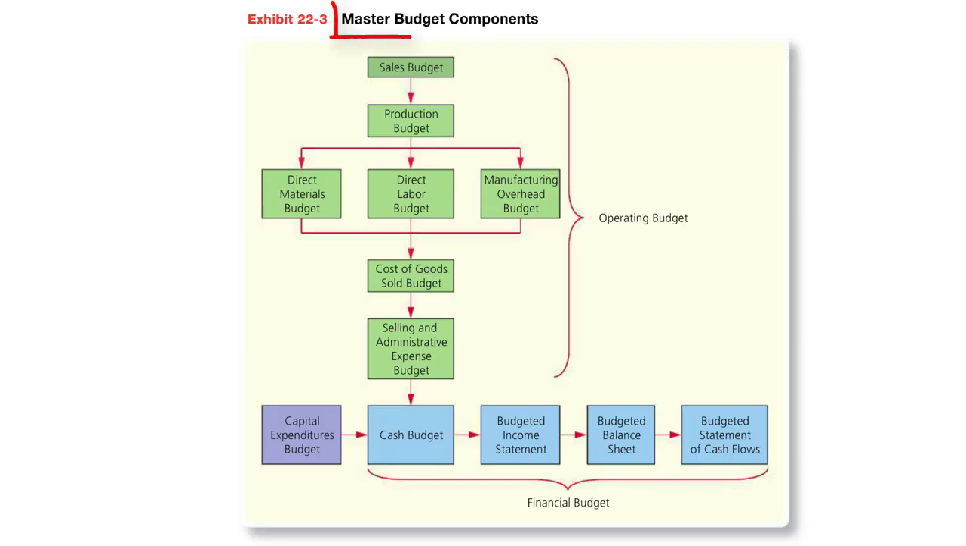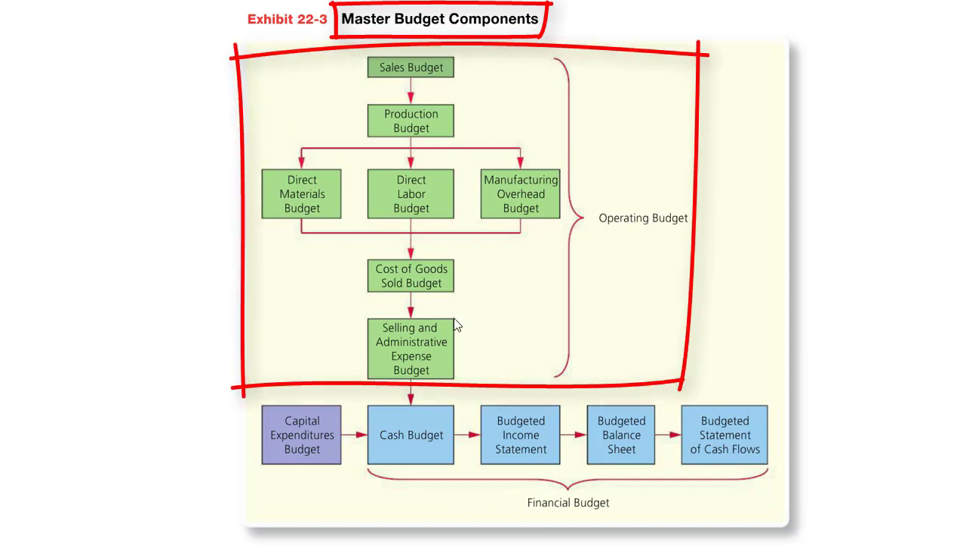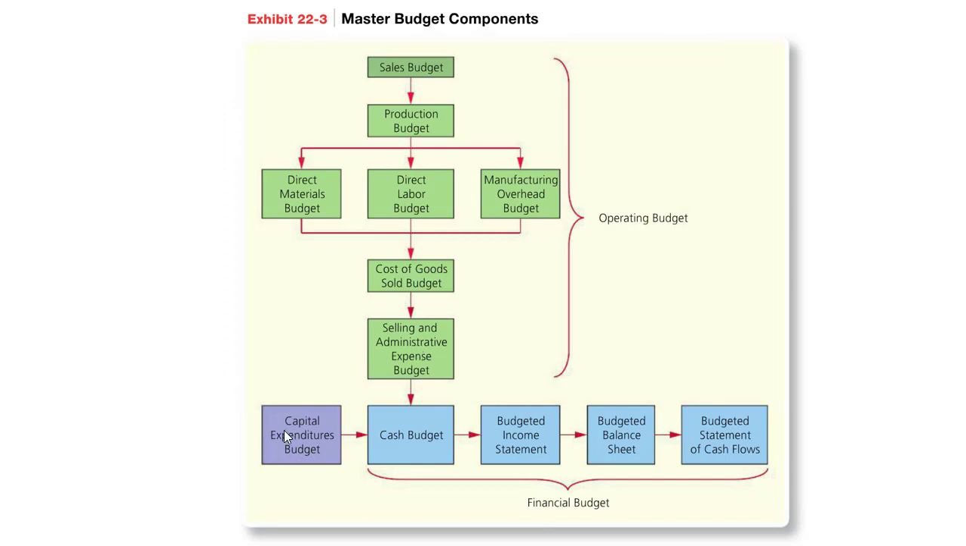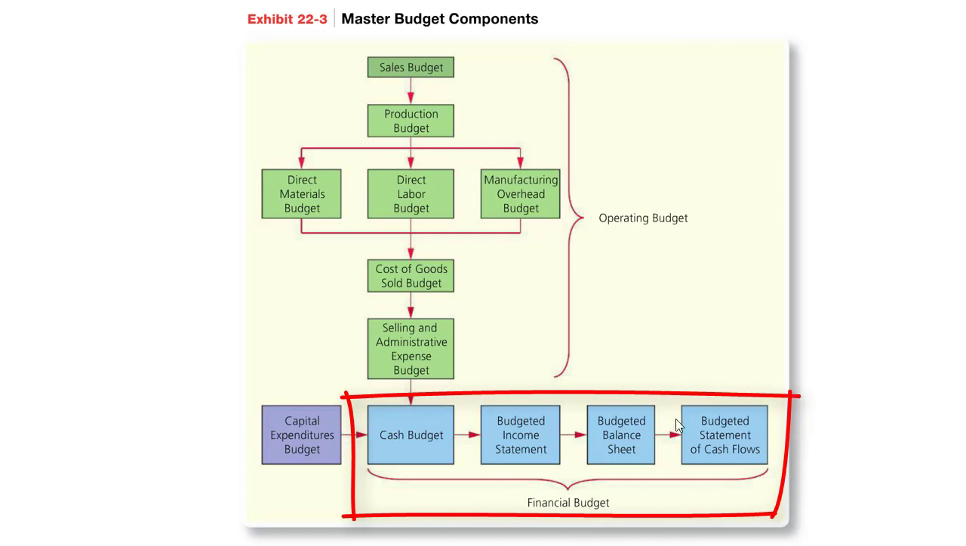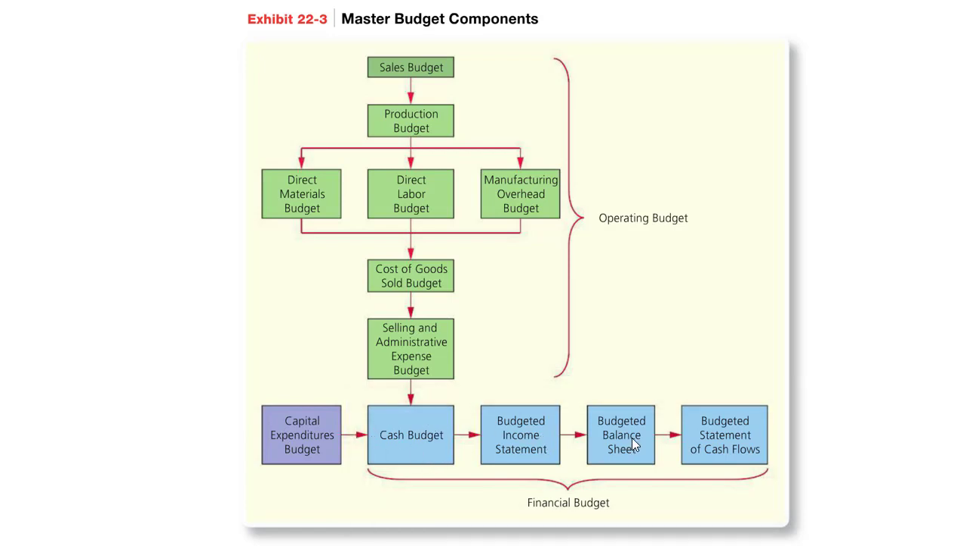So here's a diagram of the master budget components. We've got the operating budget here in green, which includes the sales budget, production budget, direct materials, direct labor, manufacturing overhead, cost of goods sold budget, and the selling and admin budget. Then we have the capital expenditures budget, and then in blue we have what's called the financial budget: the cash budget, budgeted income statement, budgeted balance sheet, and budgeted statement of cash flows.